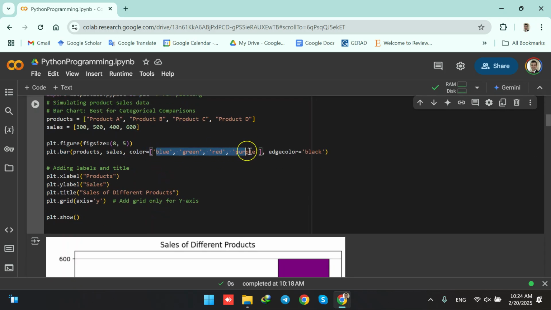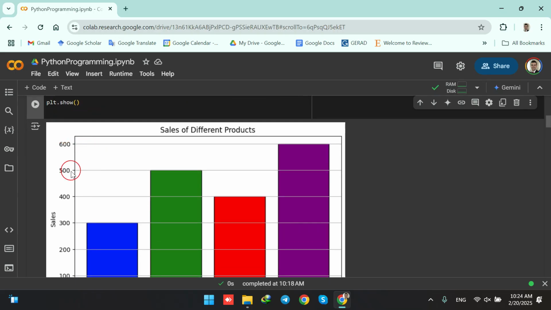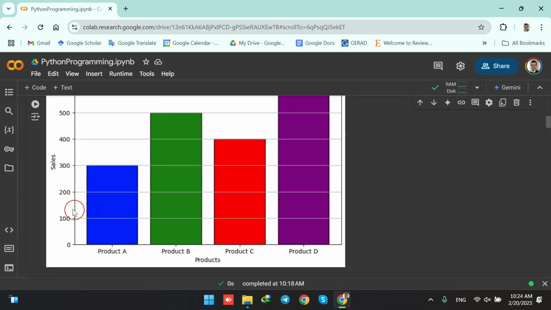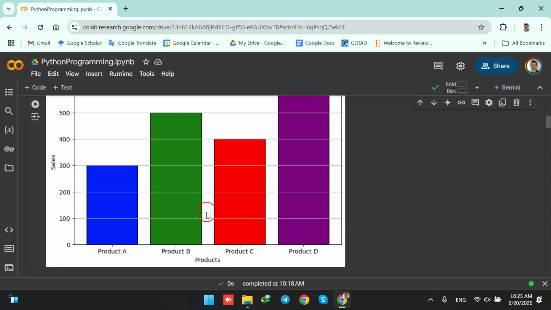We are customizing the color as well. We are having the edge color to be black. And here we see that we are having the grid only for the y-axis. So this part is only having the grid and not this part. Okay. So this is how we can get some insights from our information and our raw data.